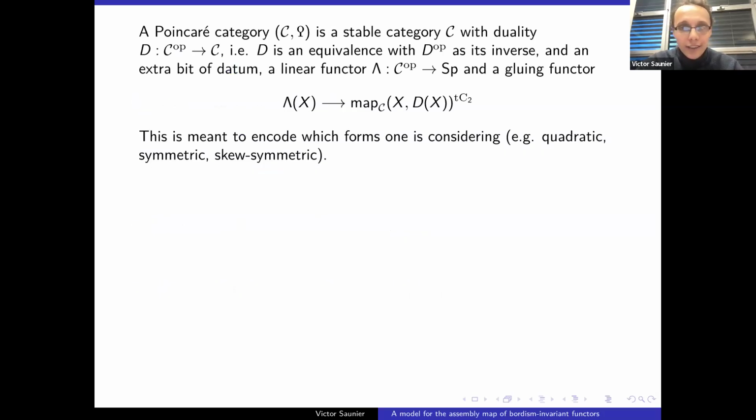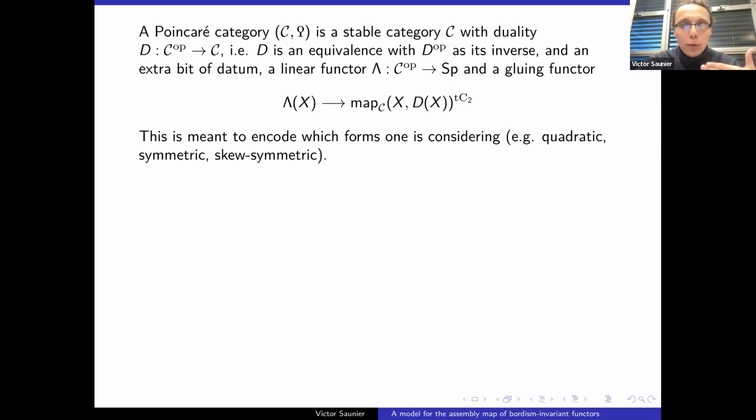So what's a Poincare category? It's a way to encode that there is a theory of quadratic forms over rings. In particular, you start with a stable category C, you give yourself a duality, or an equivalence from C up to C, whose inverse is its opposite. And I'm also going to require a bit more data, which is a linear functor, so a functor that preserves either finite limits or finite colimits, from C up to spectra. And I want even more data.